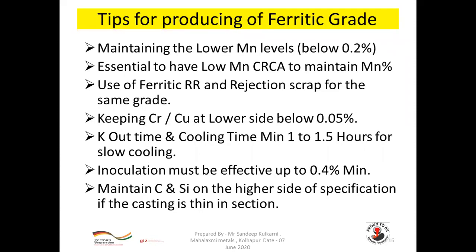Tips for producing ferritic grade. Number one, maintaining lower manganese levels, 0.2 max. You can also go to 0.15, but do not go above 0.2. It is essential to have low manganese CRCA to maintain manganese percent. That is, raw material inspection is very, very important in producing ferritic ductile iron grade.